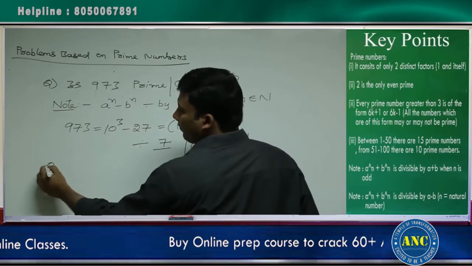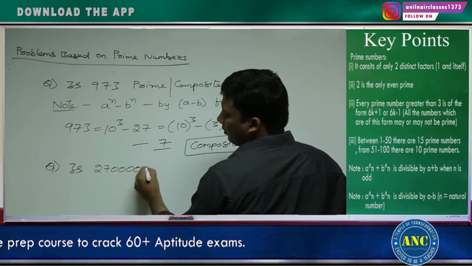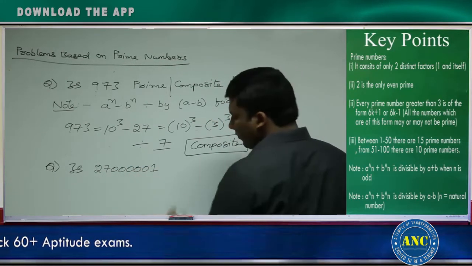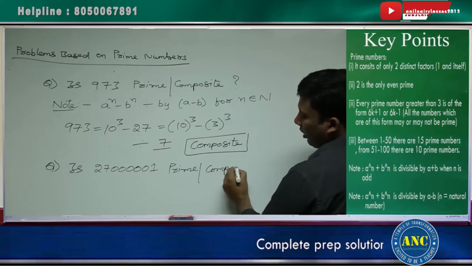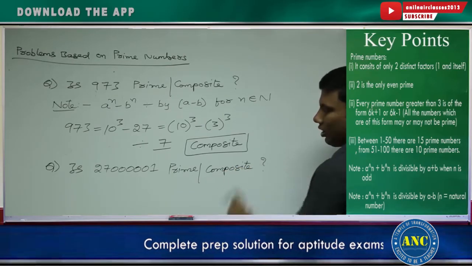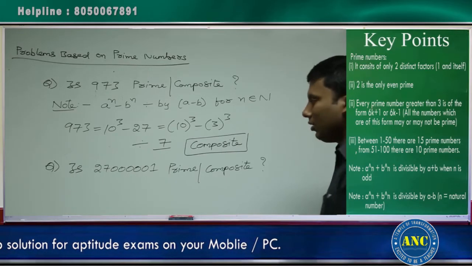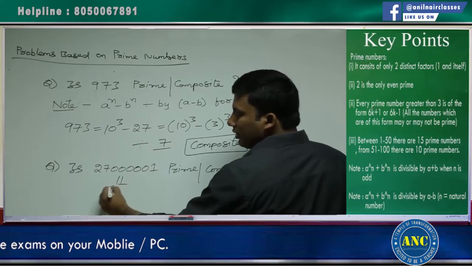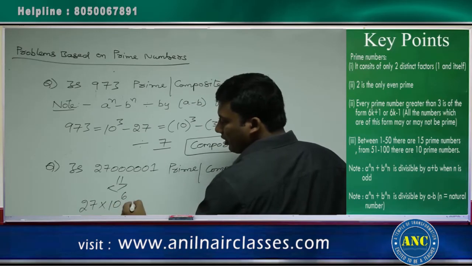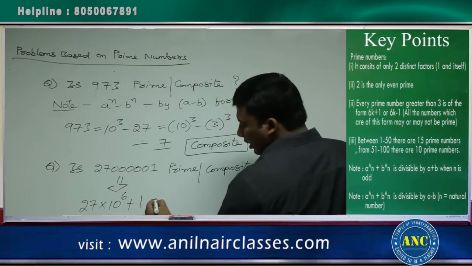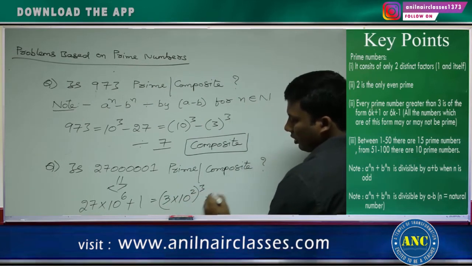One more example: is 27 followed by 5 zeros ending with 1 prime or composite? See here, this number can be written as 27 into 10 power 6 plus 1. Am I right? So 27 into 10 power 6 can be written as 3 into 10 square whole cube plus 1 whole cube.